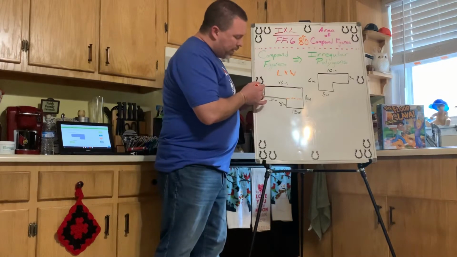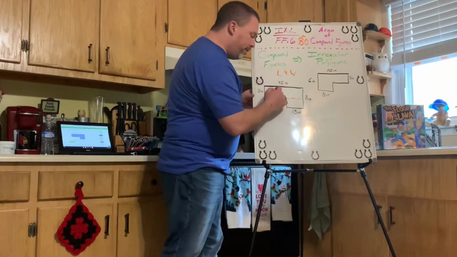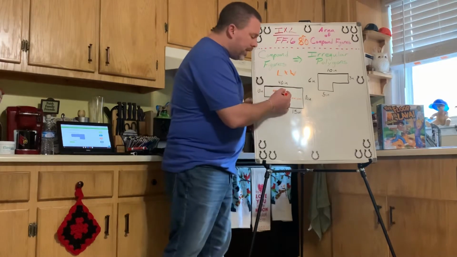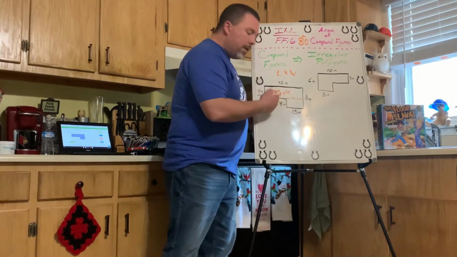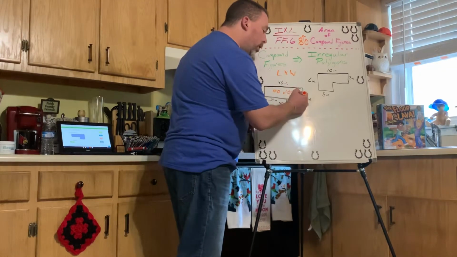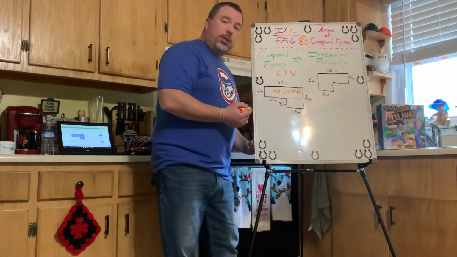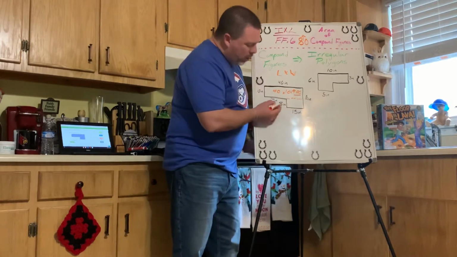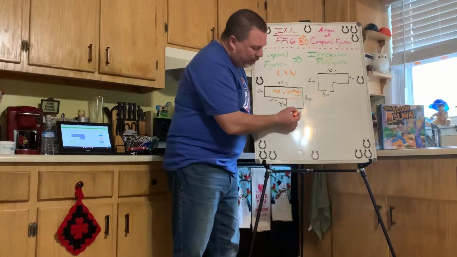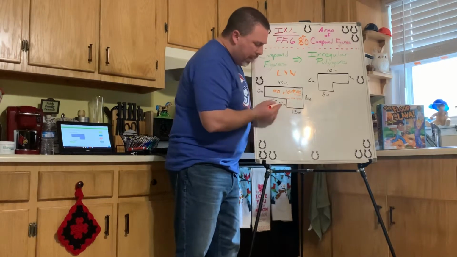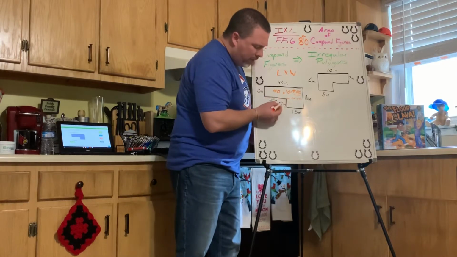Now this rectangle has a length of 40 inches. It has a width of 10 inches. 40 times 10 is 400 square inches. So we can leave this 400 here. Now we got to do this small one. Well, it has a length of 15 inches, and it has a width of 8 inches.